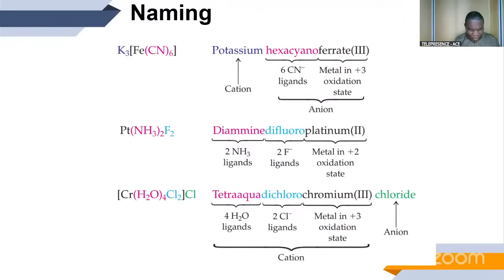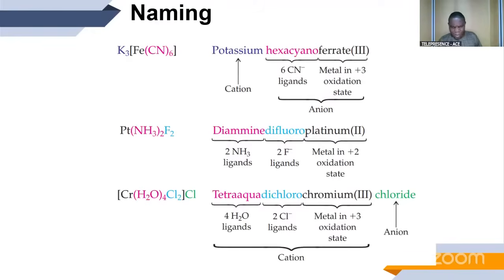You have how many ligands? How many ammonia? You have 2 ammonia ligands. Then you have 2 fluoride ligands. Remember that ammonia is named ammine, fluoride is named fluoro, and A comes before F. So diammine, difluoro, then the metal oxidation state is +2. Diamminedifluoroplatinum(II).